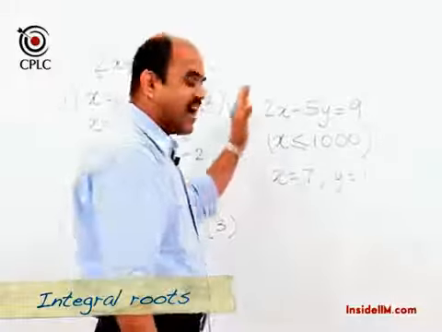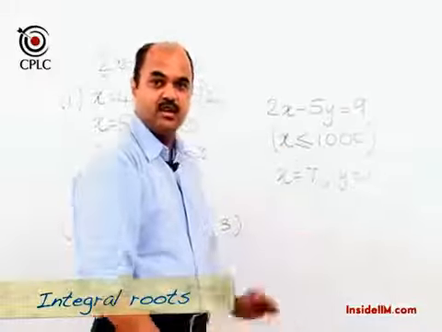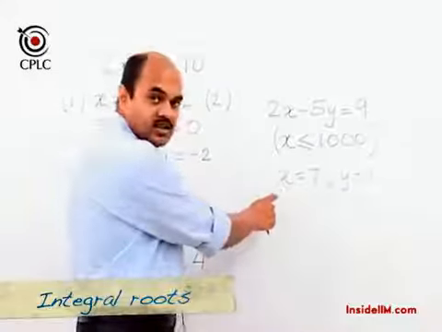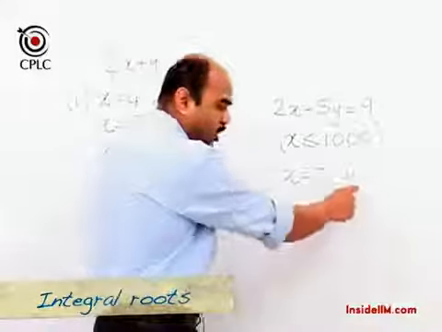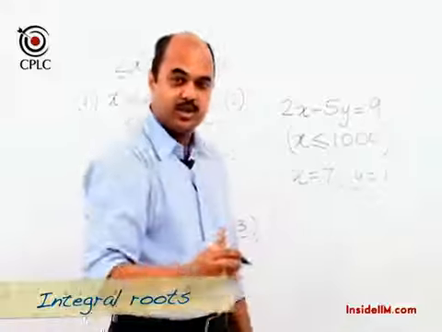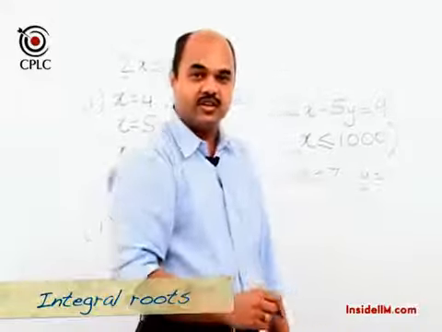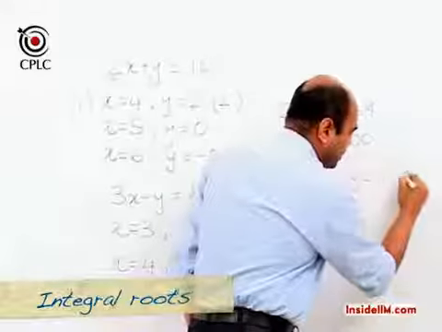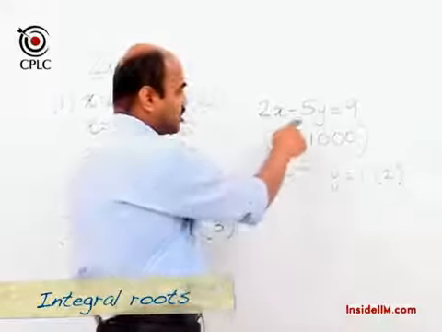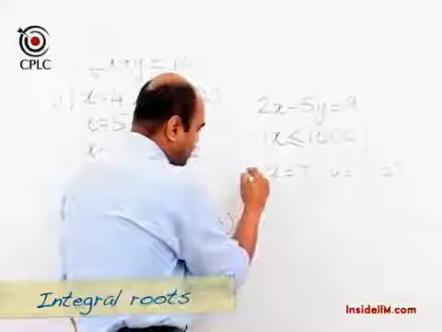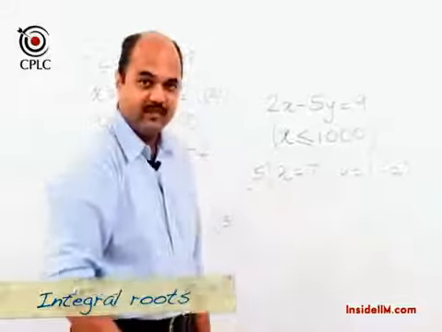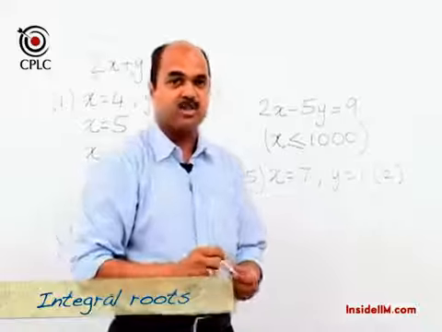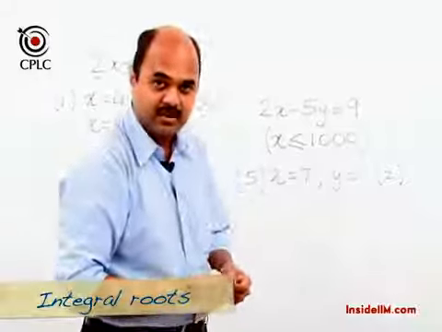So the question is, how many such integral solutions exist? We have our first integral solution as 7 and 1. And why is this the first? Because the question talks about positive integral solutions. Since the coefficient of x is 2, y would change in steps of 2. Since the coefficient of y is 5, x would change in steps of 5. Now the question is, how many such positive integral solutions exist?